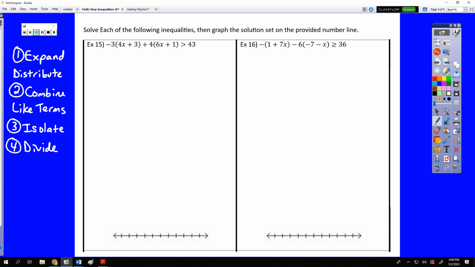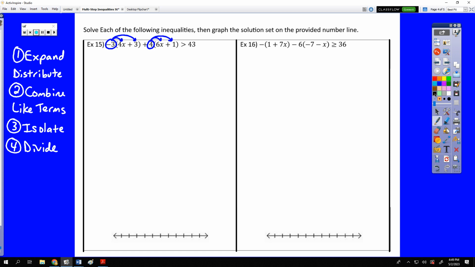So let's take a look at example 15. Again, there are 4 of these examples here, and these are about as hard as these ever get. And let's talk our way through it. So the first thing that we need to do is we need to expand, which means we need to take this negative 3 and we need to distribute it to 4x and to 3. We need to take this positive 4 and we need to distribute it to 6x and 1.